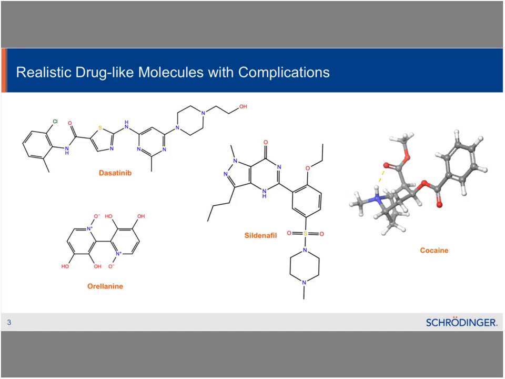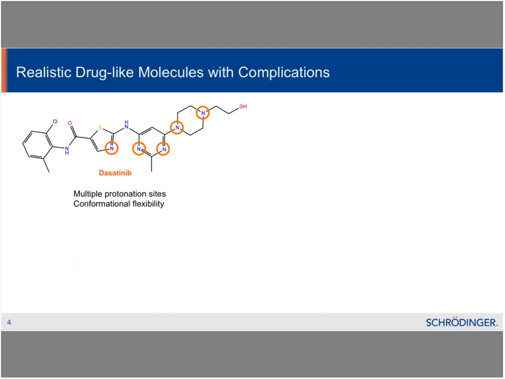So the molecule I showed on the previous slide was simple. It contained a single functional group. It contained only one form on the left-hand side of the equation and one form on the right-hand side. But the drugs that we deal with normally in drug discovery and in the real world are usually more complicated than aspirin. Here are some examples of these more complicated drugs. For example, we have dasatinib, which contains multiple protonation sites, and a lot of conformational flexibility.